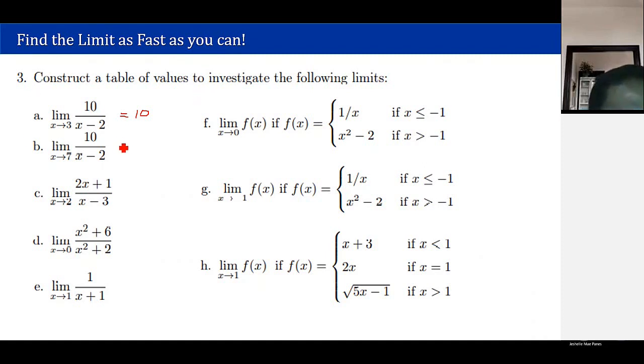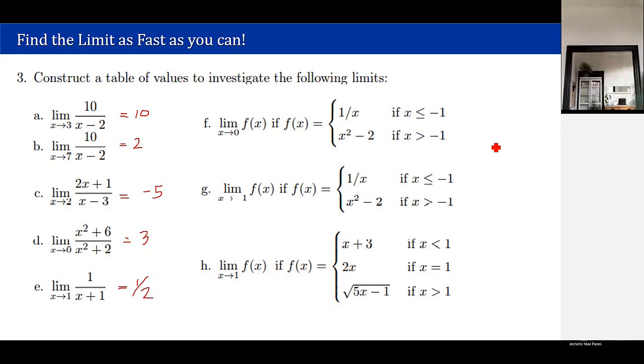Letter B, who can give me the answer? 2, sir. 2, that is 10 over 5, that is 2. Next, number 3. Negative 5, sir. Negative 5, correct. Very good. Letter D. 3, sir. 3, correct. That is 6 over 2. Very good. Next, letter E. 1/2, sir. 1/2 or 0.5. That's correct. Very good. Letter F.